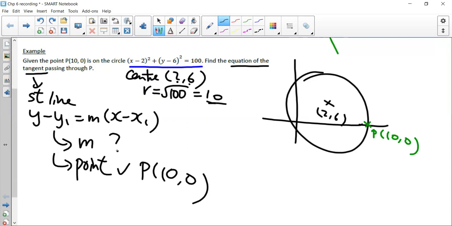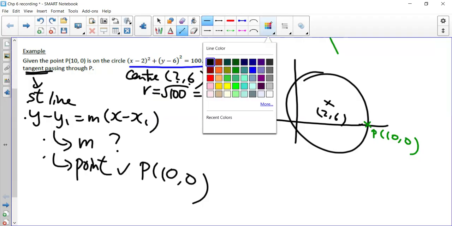Again, the equation of a tangent is a straight line. A straight line needs y minus y1 equals m times (x minus x1). In that case, we need a gradient and a point. We haven't got the gradient, but we've got a point, tan 0. So the question is, what's the gradient? The tangent passing through P means it's this line here. Let me draw the line.